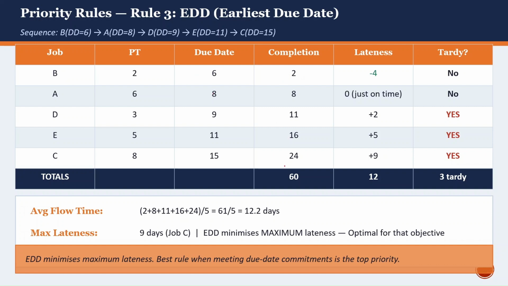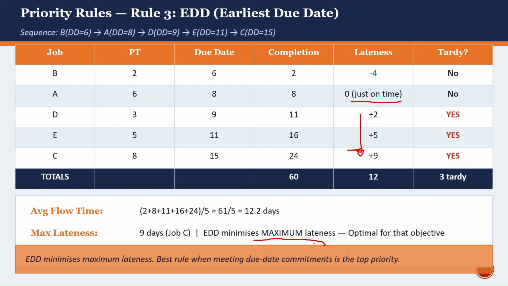If you check, A is just on time, and there are 3 jobs which are late, or 3 jobs are tardy. But this is going to reduce the maximum lateness. If we want to reduce lateness and match supply and demand, to keep pace with the supply and demand ratio, we need to go ahead with the earliest due date rule.